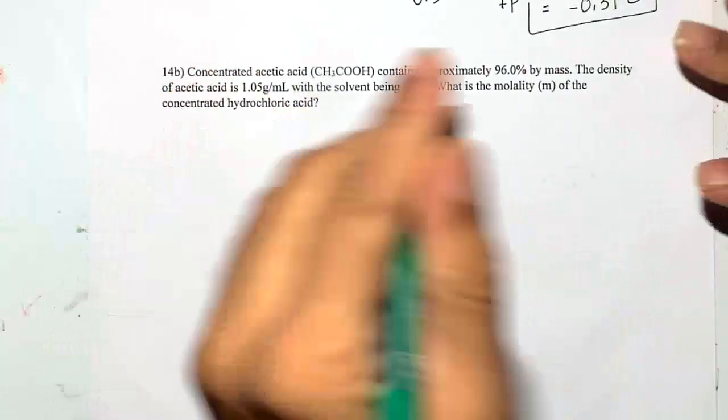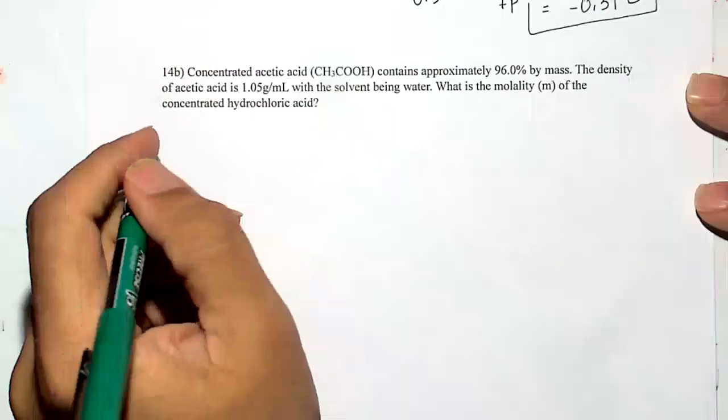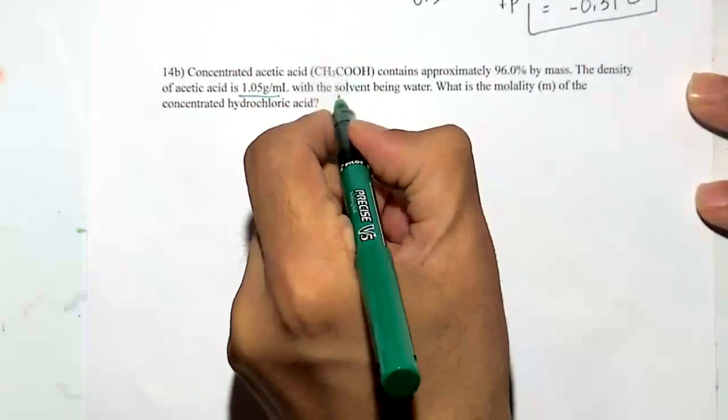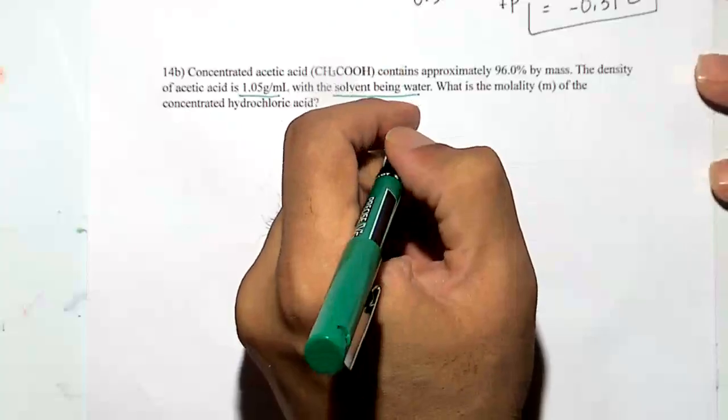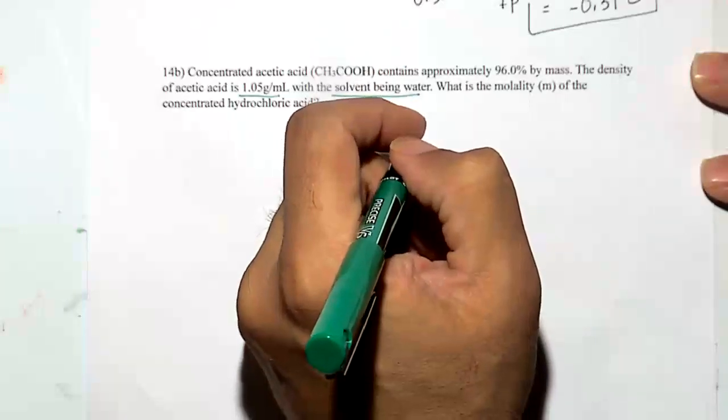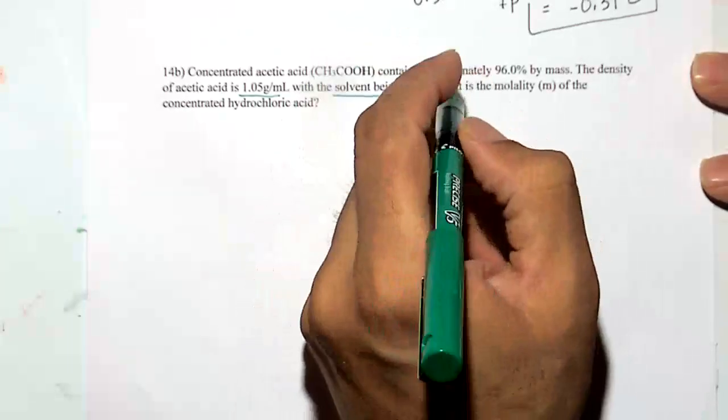Concentrated acetic acid contains approximately 96% by mass. The density of acetic acid is 1.05 grams per mL. The solvent is water, so 99% of the time the solvent will be water. What is the molality of the concentrated acid?